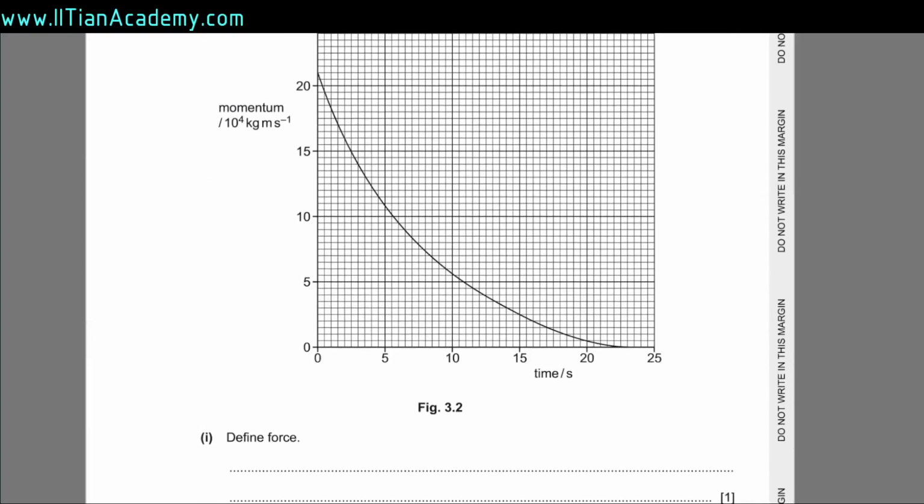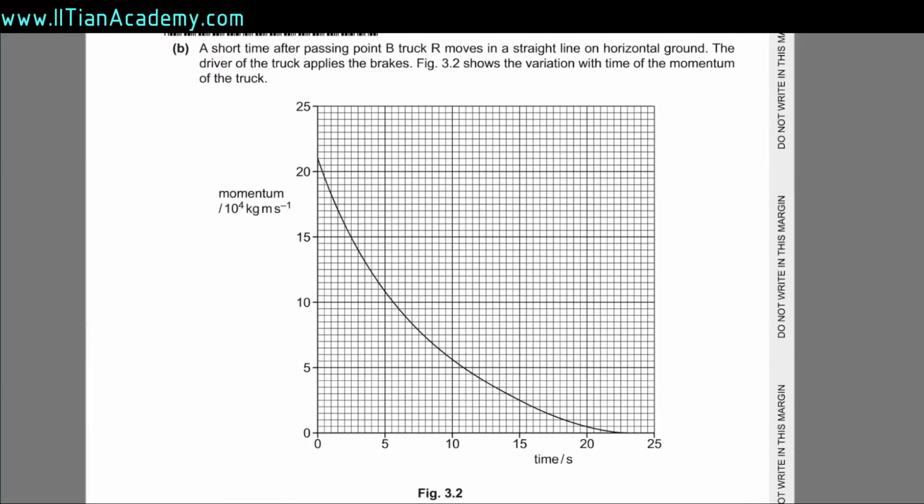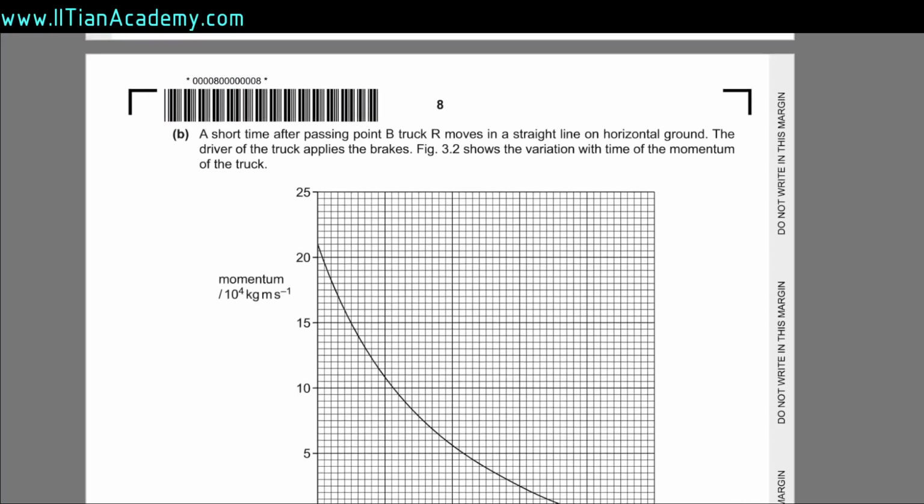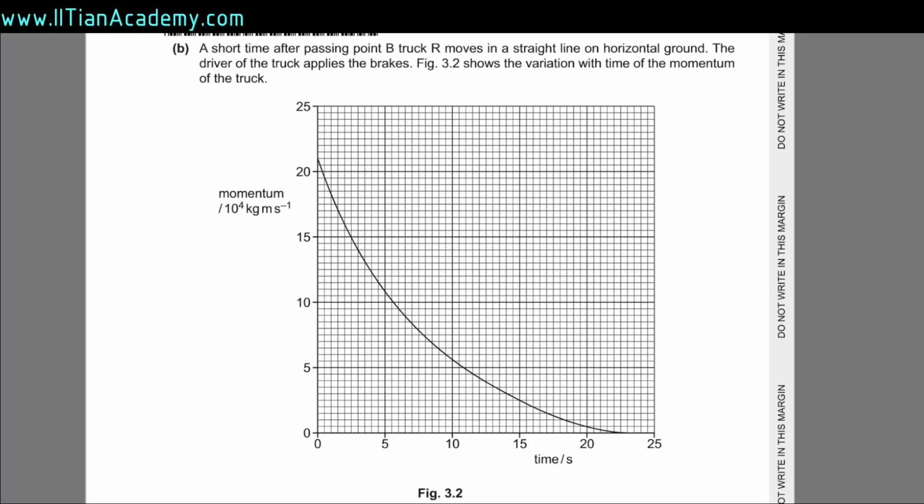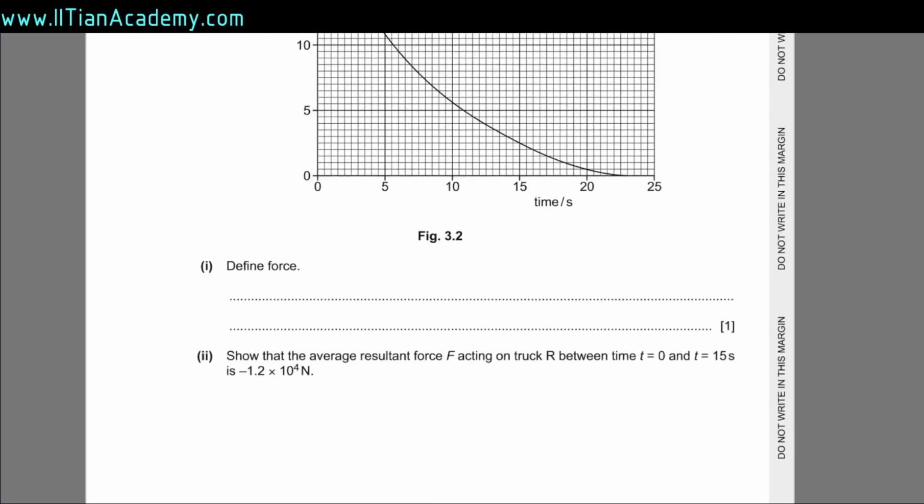So in part B of question 3, we're given that a short time after the truck passes point B, truck R moves in a straight line on horizontal ground. We're applying the brakes, and we're given the rate of change of momentum. Now we need to define force. So force, the net force, is just defined as the rate of change of momentum.